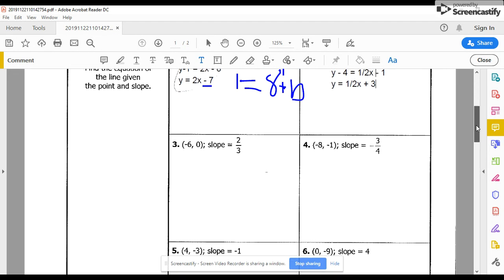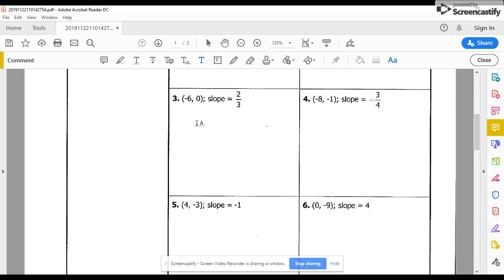How about one more together, and then maybe you can try a couple on your own. Y minus 0 equals 2/3, parenthesis, x minus a negative 6, so x plus 6. Y minus 0 is just y. And then distributing, 2/3 x plus 4. And actually, this method is so fast for a problem like this because we're already at the answer. That's all we had to do.